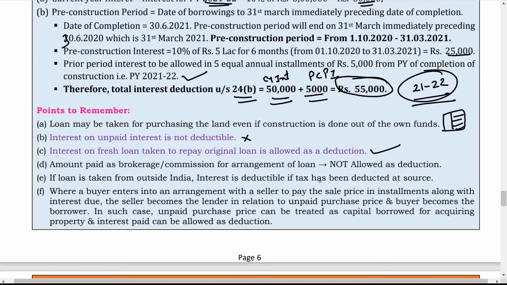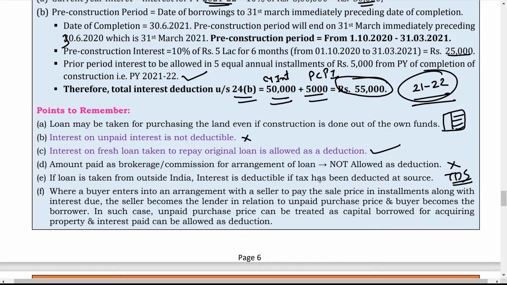Amount paid as a brokerage commission for arrangement of loan is not allowed as a deduction. So whatever amount you have paid to arrange the loan, or whatever commission you have paid to arrange the loan, that is not allowed as a deduction. If loan is taken from outside India, interest is deductible if tax has been deducted at source. Means if TDS is deducted, even if loan is taken from outside India, their interest is also deductible.